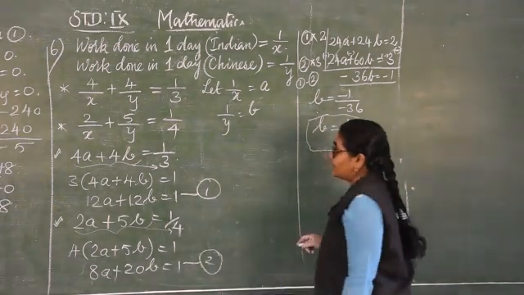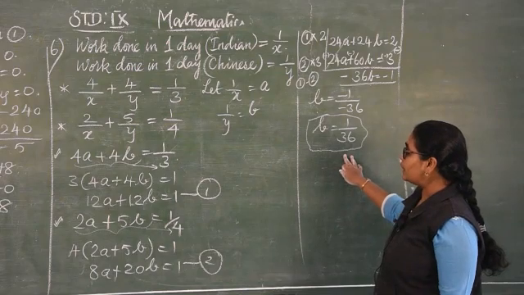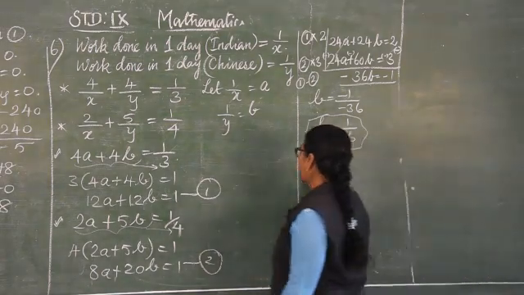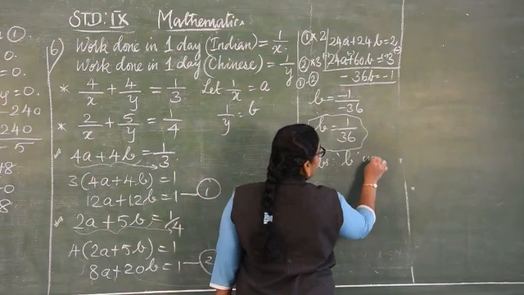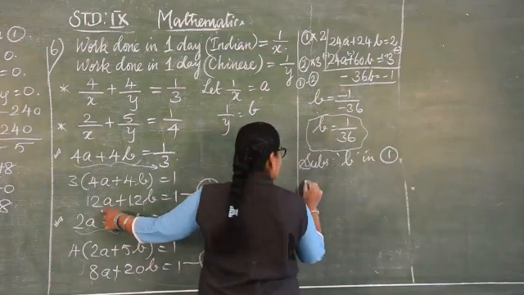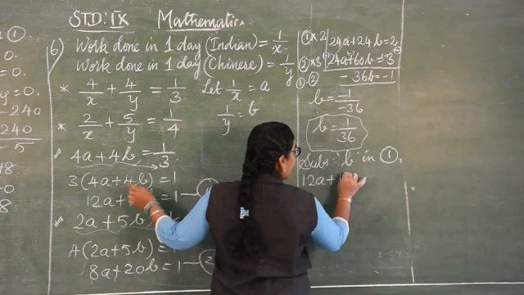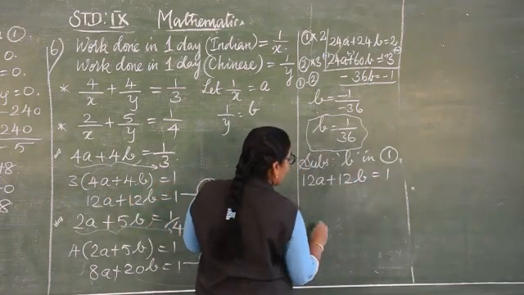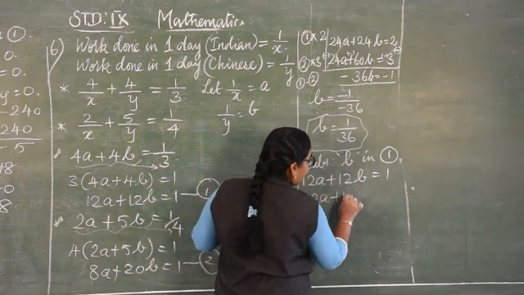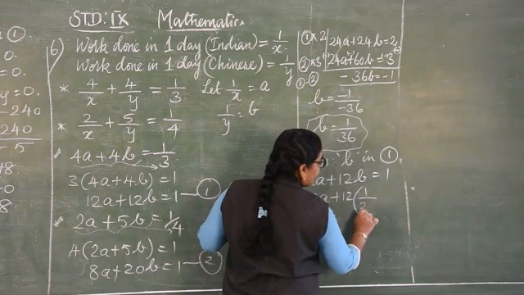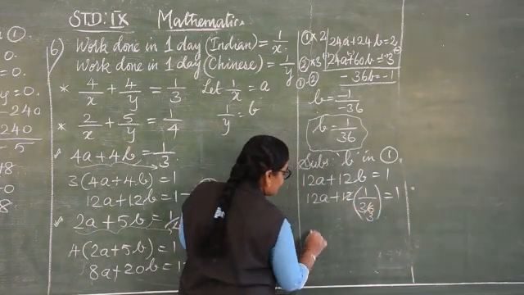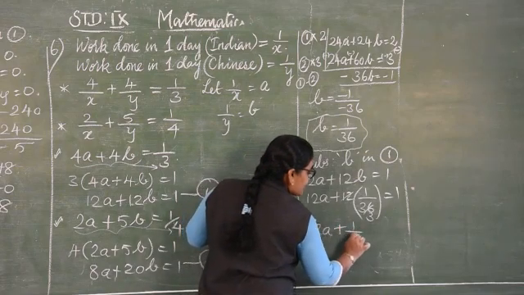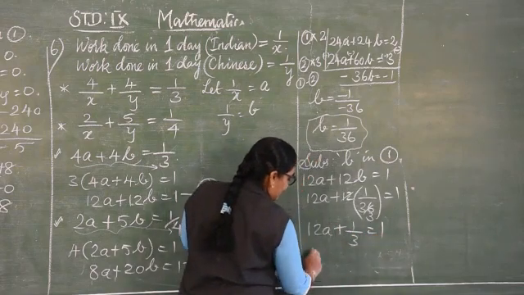Where do you want to substitute now? Substitute the value in the first equation. So substitute b in the first equation. The first equation is 12a plus 12b is equal to 1. 12a plus 12 into 1 by 36 is equal to 1. After cancellation this will become 3. So 12a plus 1 by 3 is equal to 1.